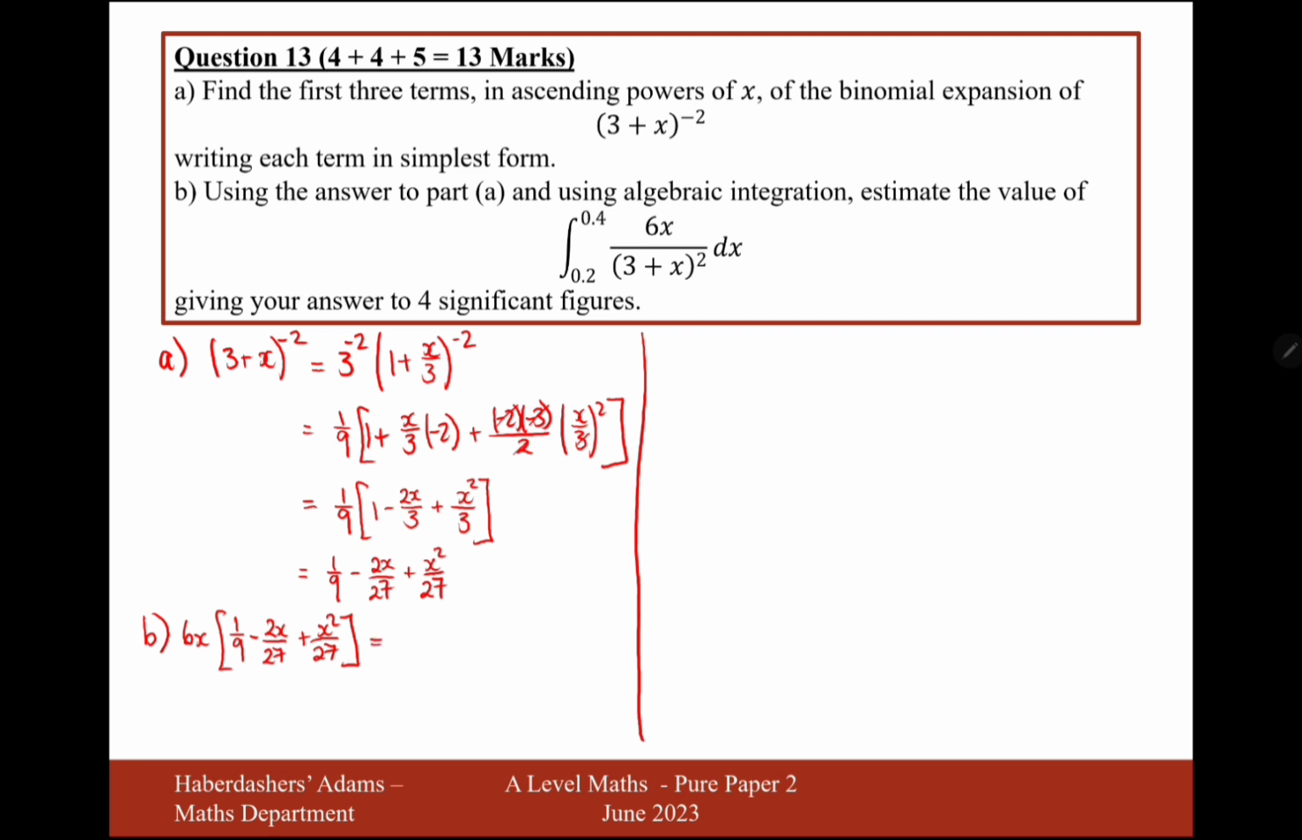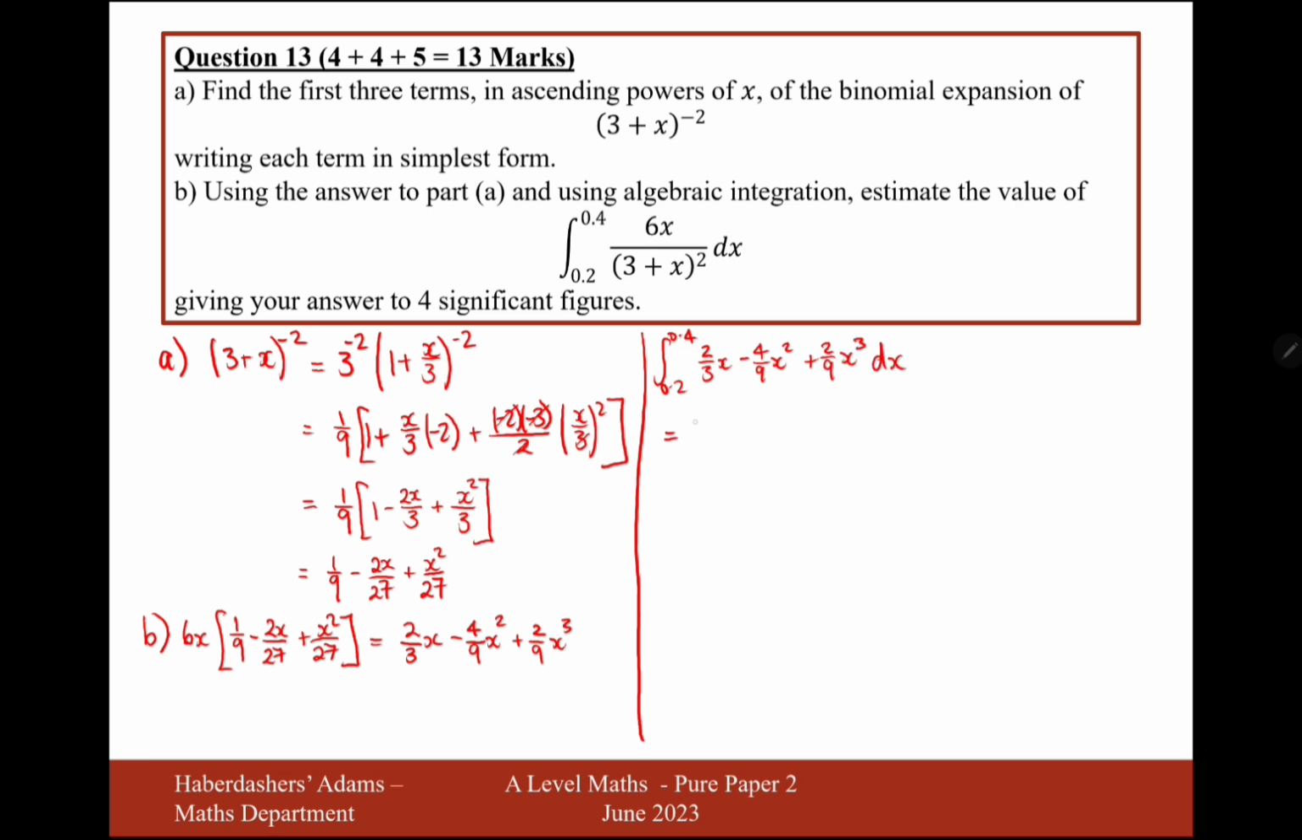So 6x times our binomial expansion is going to be 2 over 3x minus, so it's going to become 12 over 27, and 12 over 27 simplifies to 4 over 9x squared, because we've got the extra x in there, and then plus 6 over 27 simplifies to 2 over 9x cubed. Right then, so this is what we're going to be integrating between 0.4 to 0.2. 2 over 3x minus 4 over 9x squared plus 2 over 9x cubed dx.